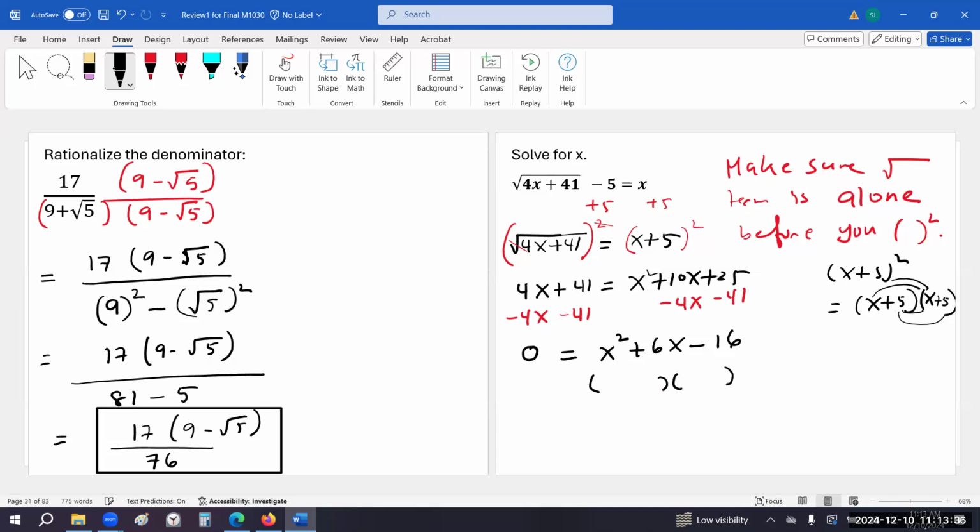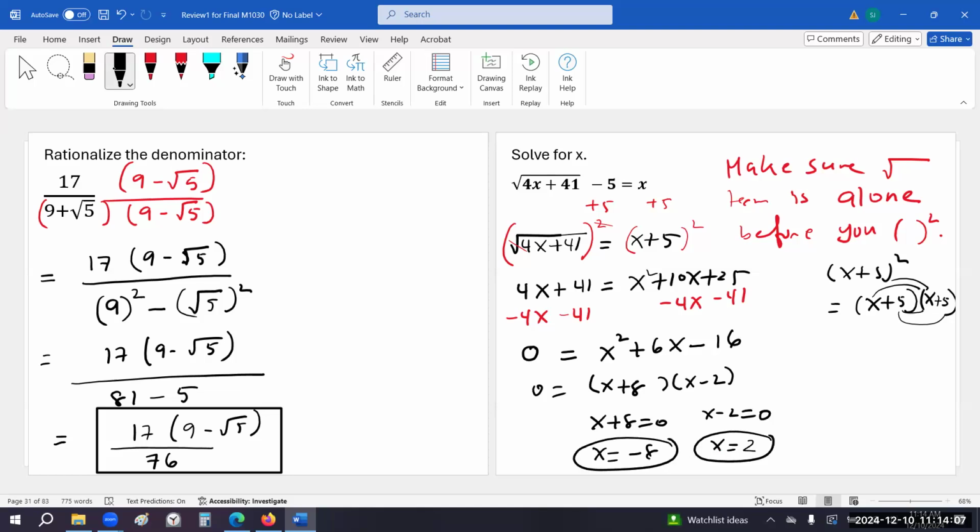So what do we have? 8 and 2. So negative 2, positive 8. 8 times 2 is 16, 8 minus 2 is 6. 8 has to be plus because our middle term is plus. And now you want to get your answer for x. X plus 8 equals 0, x minus 2 equals 0. That gives us x equals negative 8 and x equals 2.